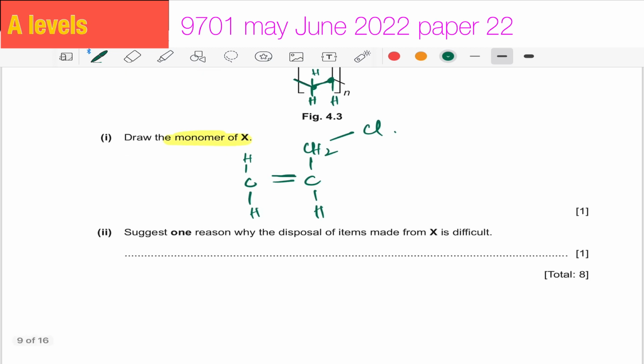Now the last part of this question is: suggest one reason why the disposal of items made from X is difficult, right? So X is an addition polymer, and it is difficult to dispose of the items made of X because addition polymers are non-biodegradable. Just a one word answer, they are non-biodegradable. All right, so this is the end of this question.